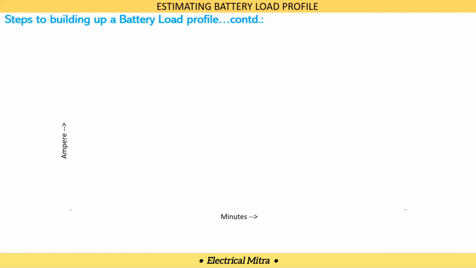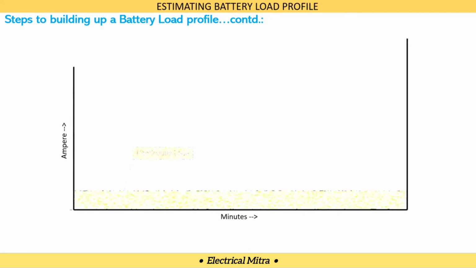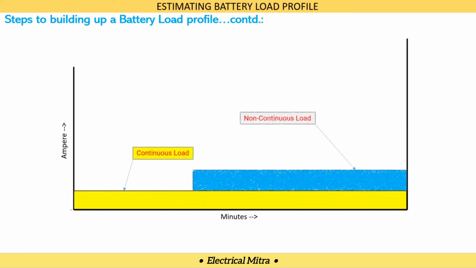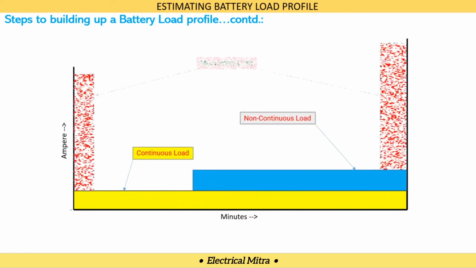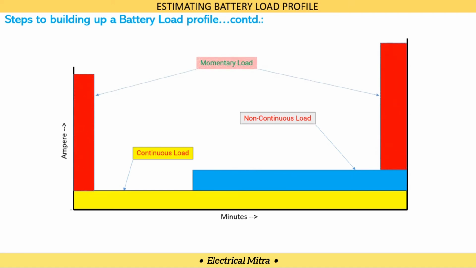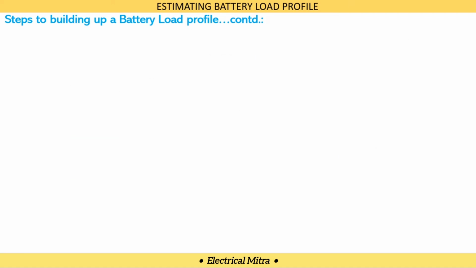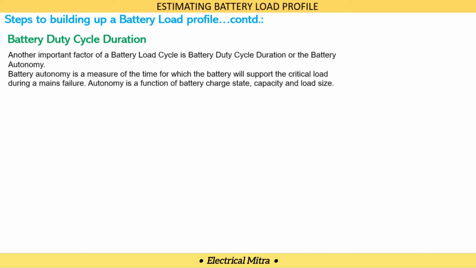Once the continuous load, the non-continuous load, and momentary load of a project have been estimated, combining all these three loads together gives us the battery load profile for that project. Another important factor of a battery load cycle is the battery duty cycle duration or the battery autonomy. Battery autonomy is a measure of the time for which the battery will support the critical loads during a mains failure. Battery autonomy is a function of the battery charge state, its capacity, and the load size.